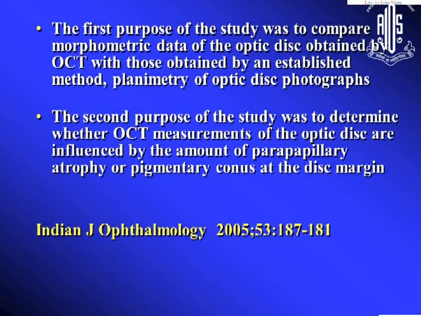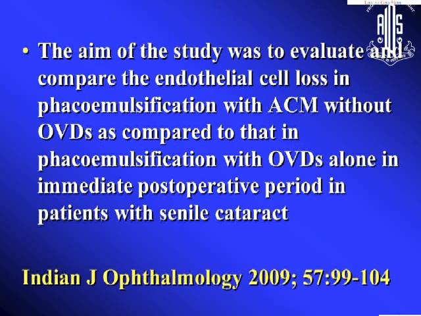In this, they all are from published literature. There are 2 parts of the aim of the study, but still this doesn't contain all 5 elements, whatever I told you just now. But as compared to that, just take for this example, this just 1 sentence. The aim of the study was to evaluate and compare the endothelial cell loss in phacoemulsification with ACM without OVDs as compared to that in phacoemulsification with OVDs alone in immediate post-operative period in patients with senile cataract. This is published in Indian Journal of Ophthalmology. Now, all 5 elements are there.